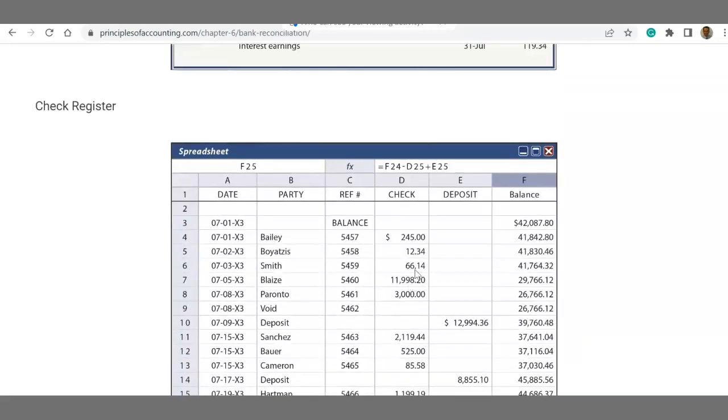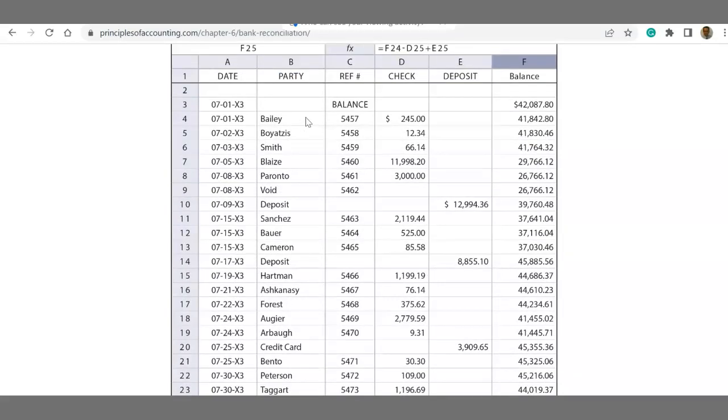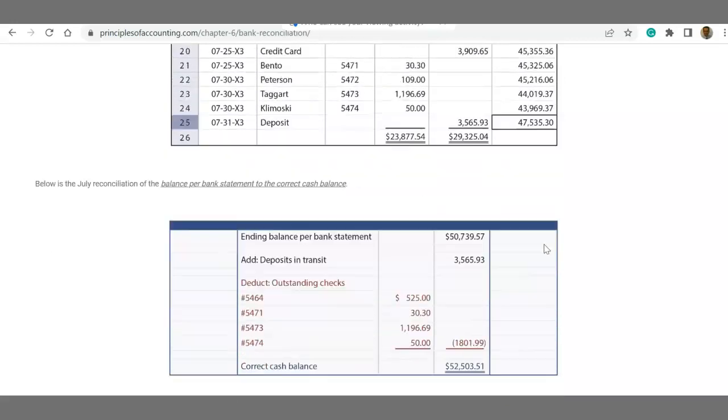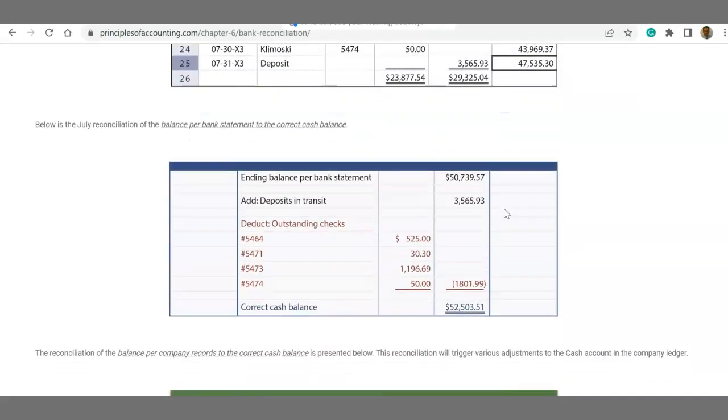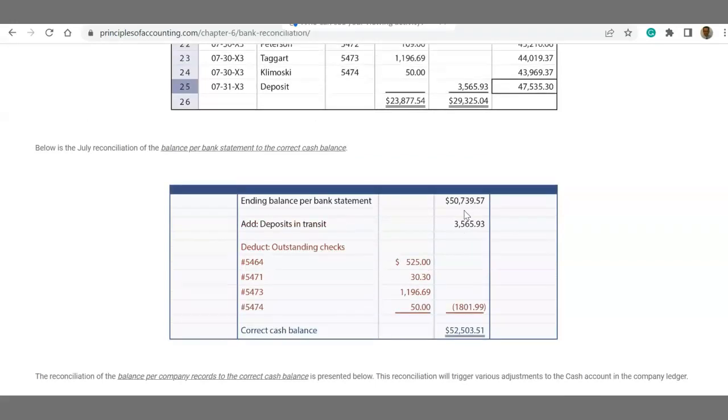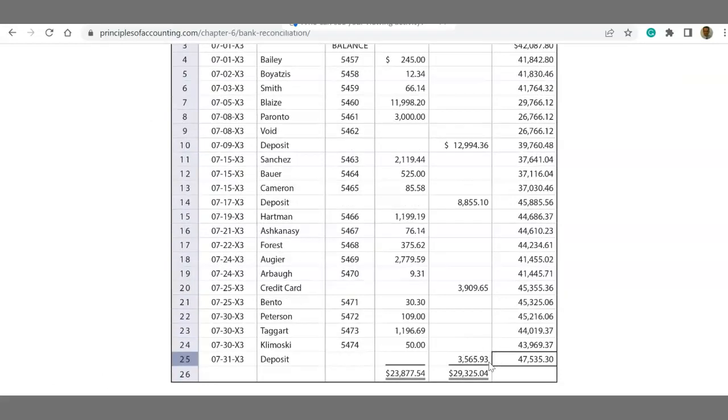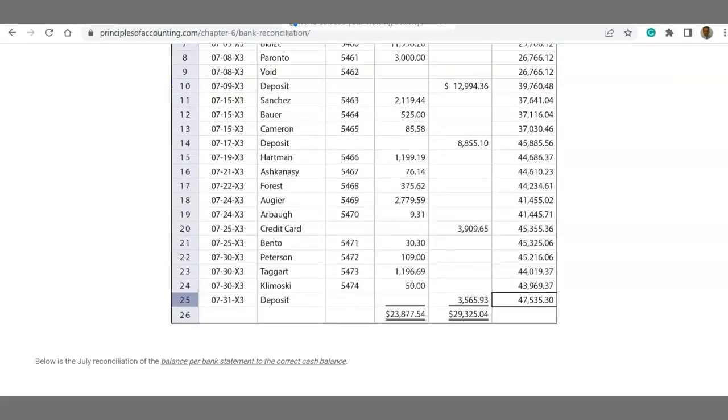And this is your book, your T account. And you see all the so-called reference numbers, check dollar amounts, and day-to-day balances. And at the end, we have $47,000. So what you do, you say, okay, my bank says I have 50,000, but I have deposit in transit of $3,565.93. Where is that coming from? So if you look in your cash T account, right, from all the way to the top to bottom, you will see at the end of the month, you have a deposit of $3,565.93.